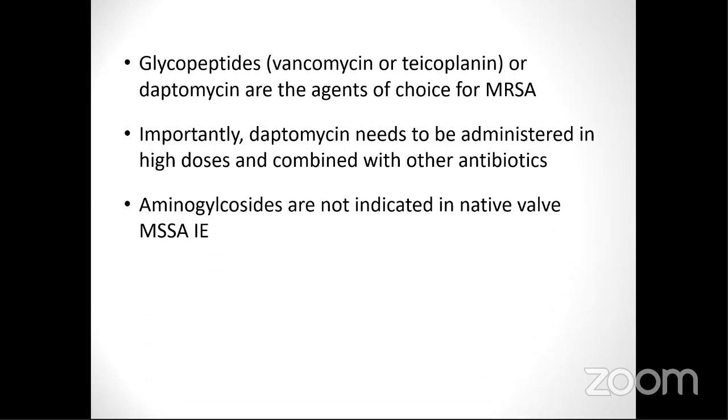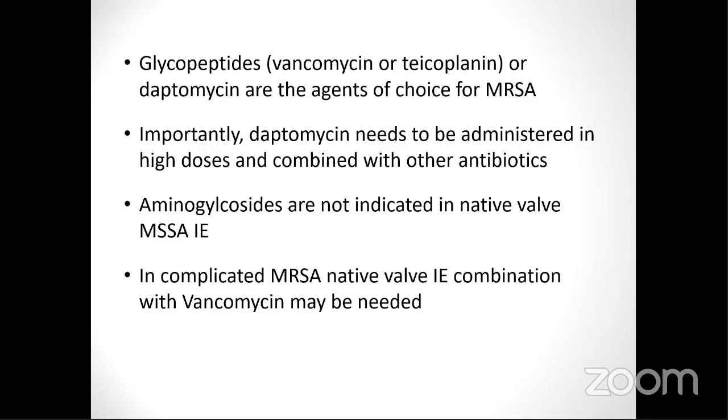Aminoglycosides are not indicated in native valve methicillin-sensitive Staph aureus infective endocarditis, but in complicated MRSA, and in the presence of MRSA despite native valve infective endocarditis, a combination of vancomycin with aminoglycosides or quinolone may be needed. The MIC level for vancomycin has to be done. An MIC of 1 to 2 reflects a high response to the drug. Between 2 to 4, it was considered intermediately sensitive. Now it's considered to be resistant, and we have to shift to linezolid.